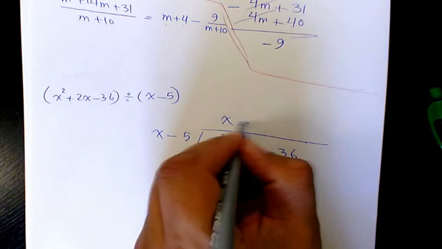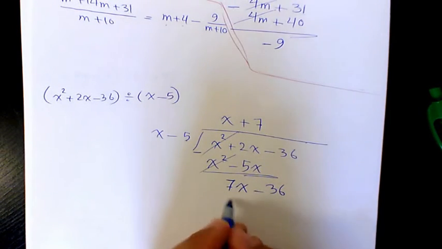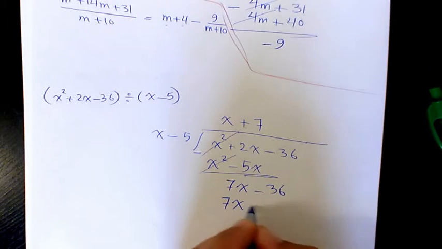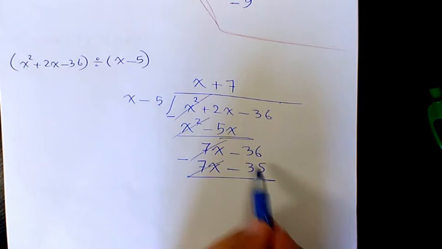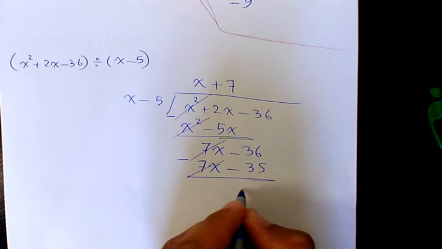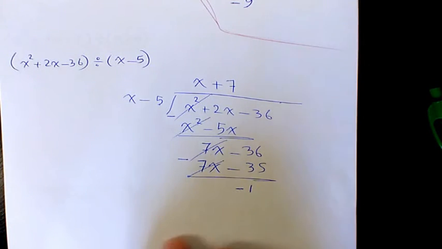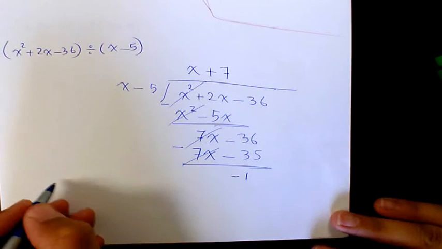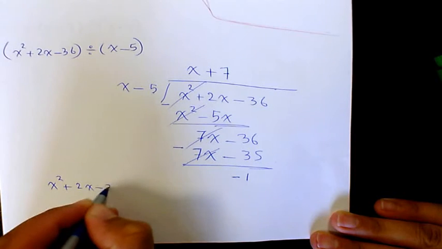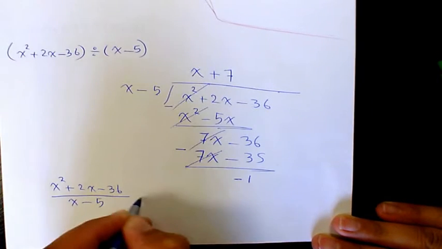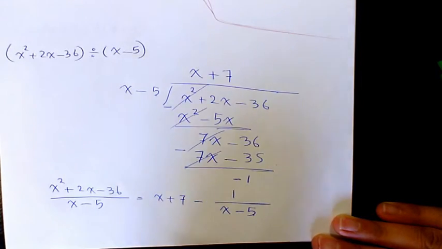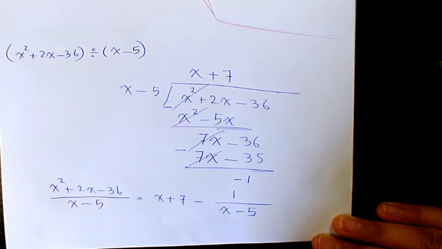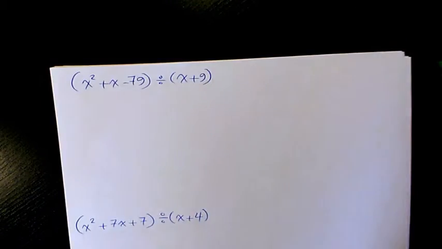7x divided by x is going to be 7. So 7 times x, 7x. 7 times negative 5 is going to be negative 35. When you subtract it, these two cancel out. Negative 36 minus negative 35 is going to be negative 1. So the remainder is negative 1. So I would say x squared plus 2x minus 36 divided by x minus 5 would be x plus 7 minus 1 over x minus 5. Dividend, divisor, quotient, and remainder. Next example.